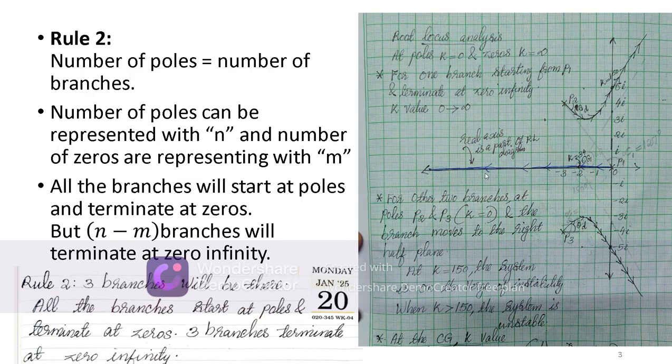So coming to our graphical representation. In order to plot the graph, the first thing is you have to mark the real axis and the imaginary axis. So this is the real axis. We know the real axis.